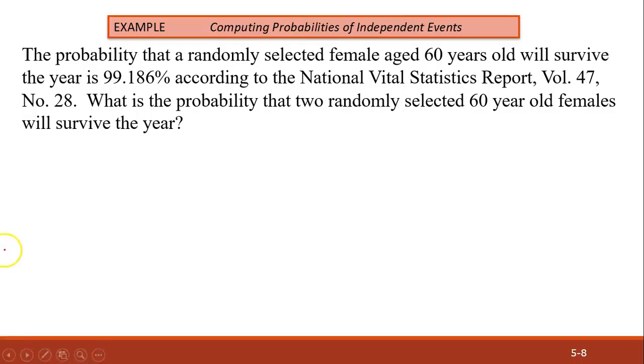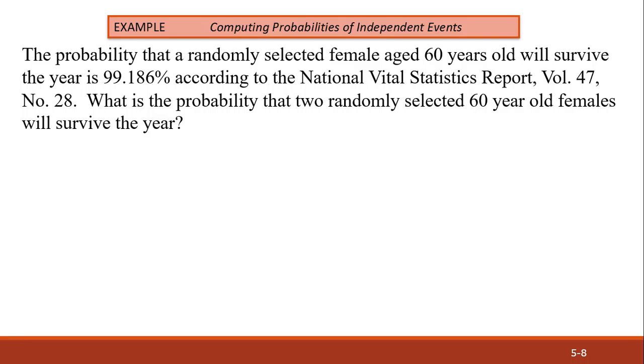In this example, we're going to be computing probabilities of independent events. It states that the probability that a randomly selected female aged 60 years old will survive the year is 99.186%. The question is, what is the probability that two randomly selected 60-year-old females will survive the year? So selecting two of these females are independent events.